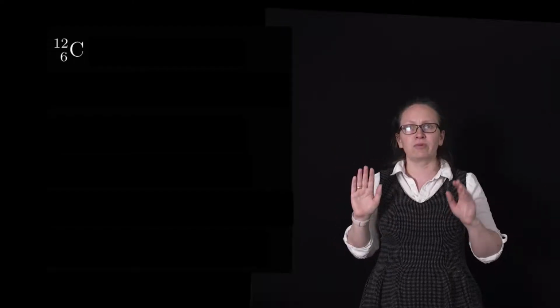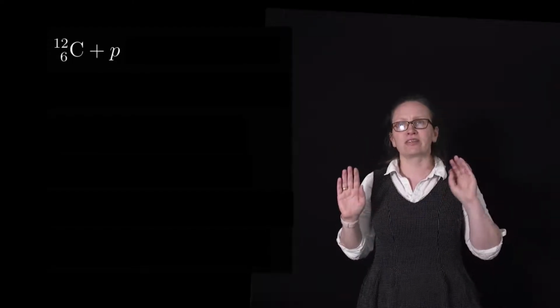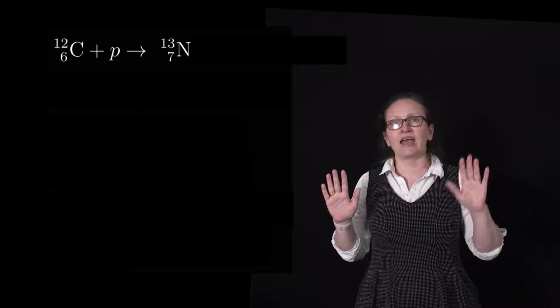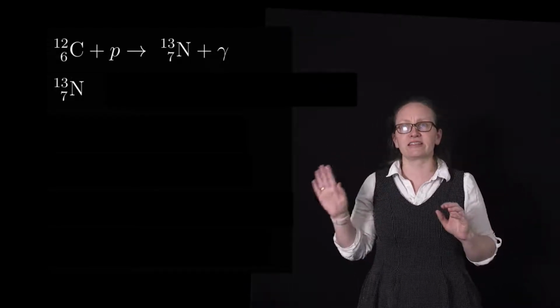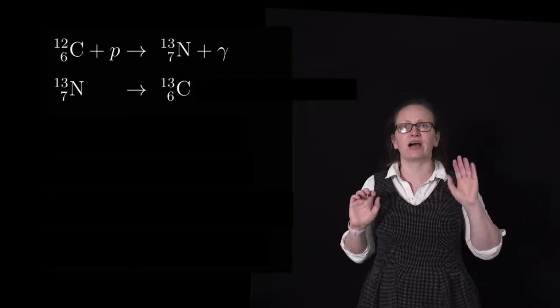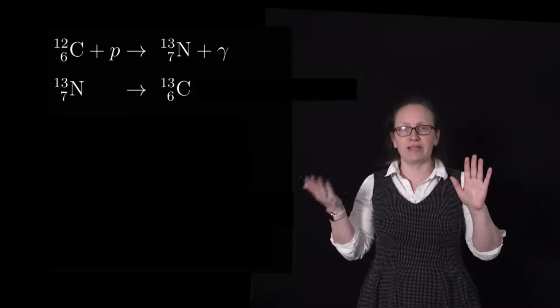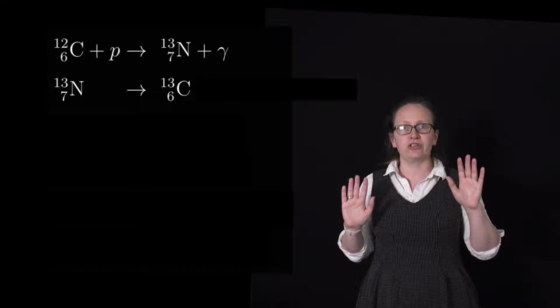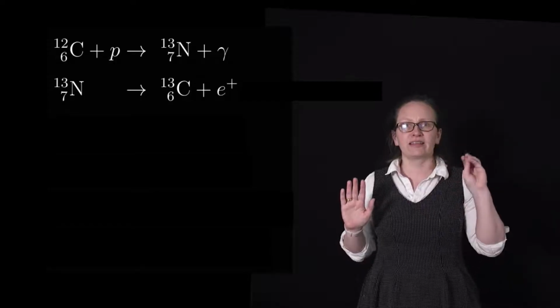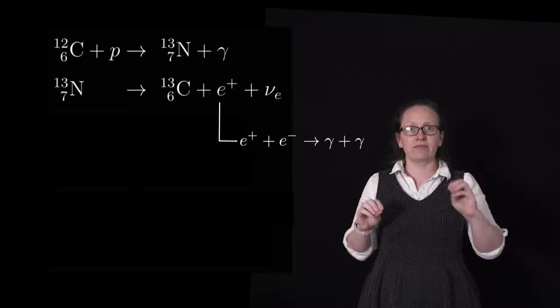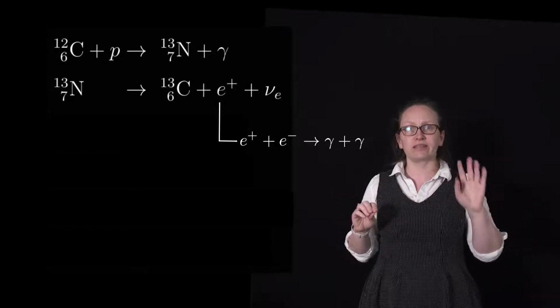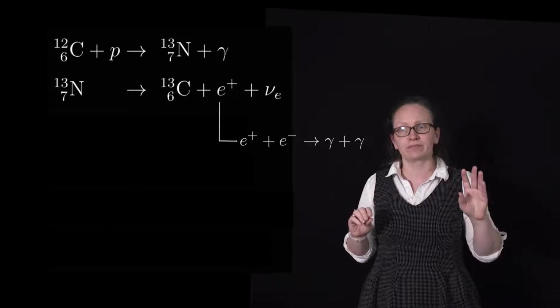This can combine with a proton to give us nitrogen-13 and a gamma ray. The nitrogen-13 is then unstable and decays into carbon-13 through a beta plus decay, so it also produces a positron and an electron neutrino. Now, that positron immediately combines with an electron, releasing two gamma rays.